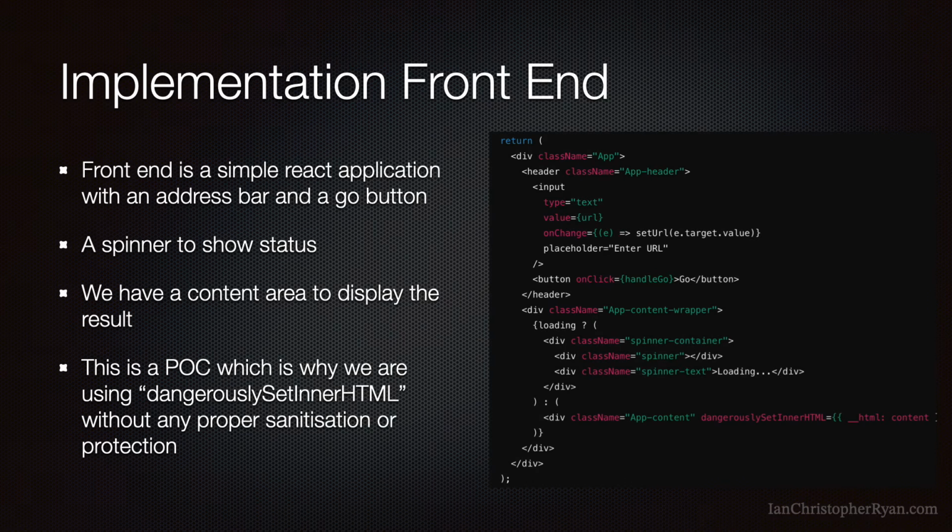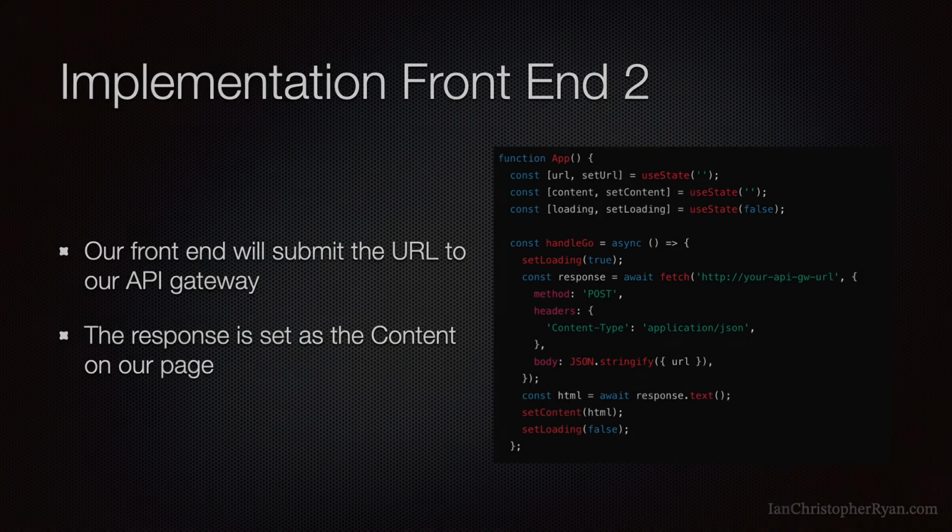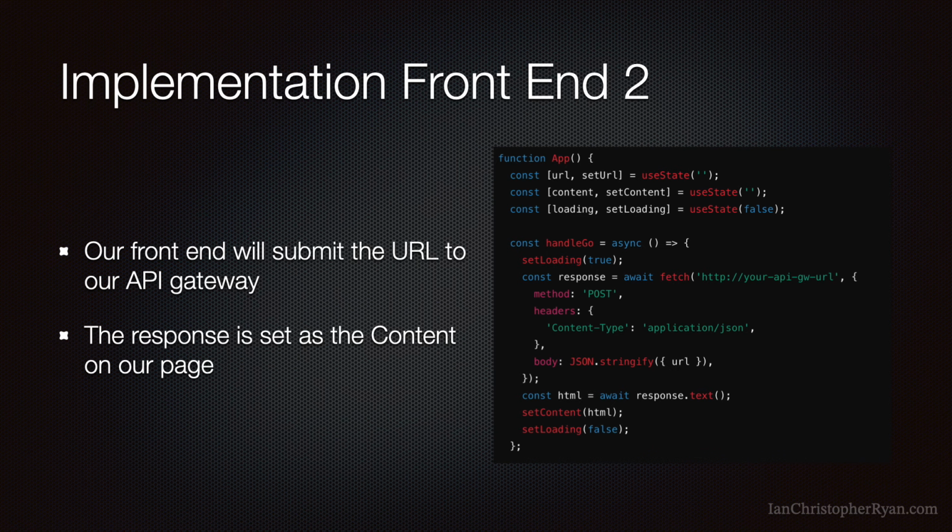How do we implement our front end? Well, the front end is going to be a simple React application. We're going to have an address bar at the top and we're going to have a go button. All that's going to happen then is that we'll have a content section and we'll probably add like a spinner as well, just to show the status. When we click that go button, our front end is going to submit the URL to our API gateway and the response back is going to be set as the content on our page.